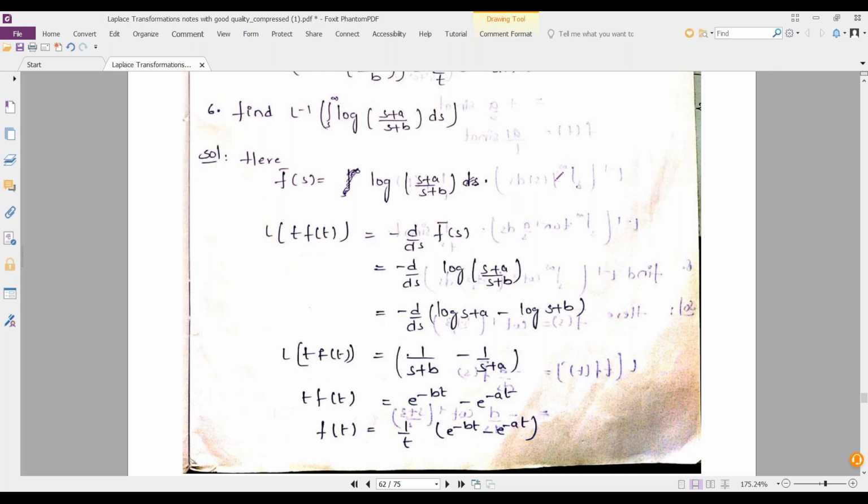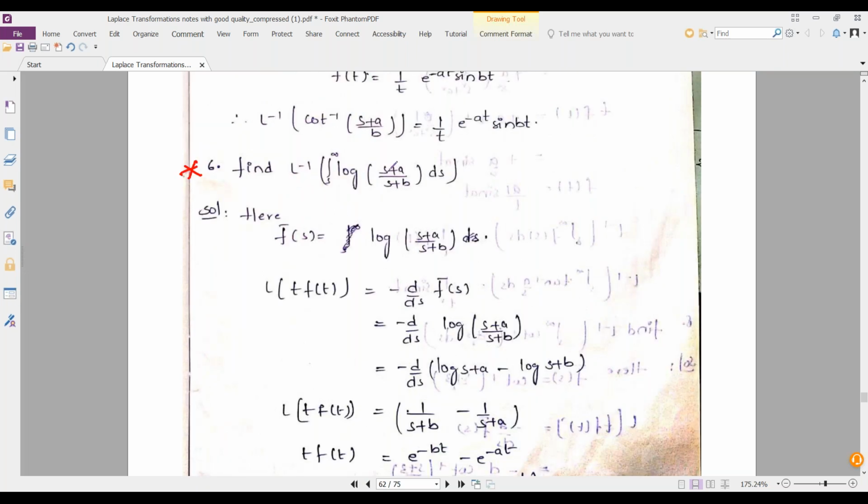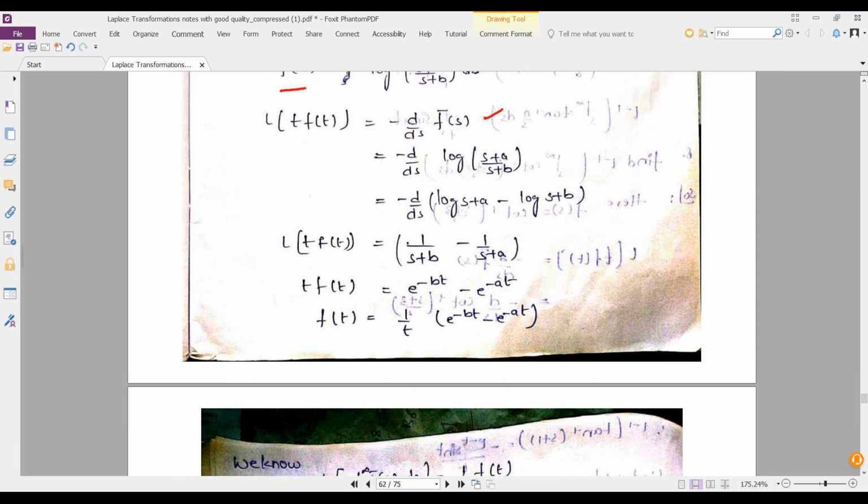Find L inverse of the integral from s to infinity of log((s plus a)/(s plus b)) ds. Here the integration concept is also given. So f(s) equals log((s plus a)/(s plus b)). First, I need to eliminate this log. For that, the same logic: minus d/ds of f(s). So finally I got f(t).